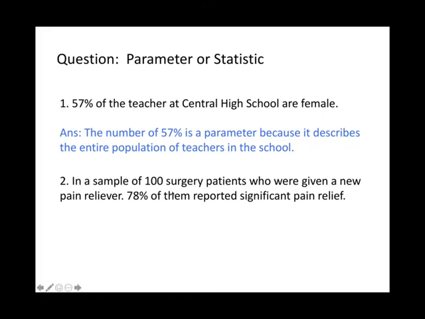Number two, in a sample of 100 surgery patients who were given a new pain reliever, 78% of them report significant pain relief. So you can see that's a sample. We are working on the sample of 100 surgery patients. And 78%, again, is the proportion, a proportion that describes this sample. So you know this is going to be the statistic.